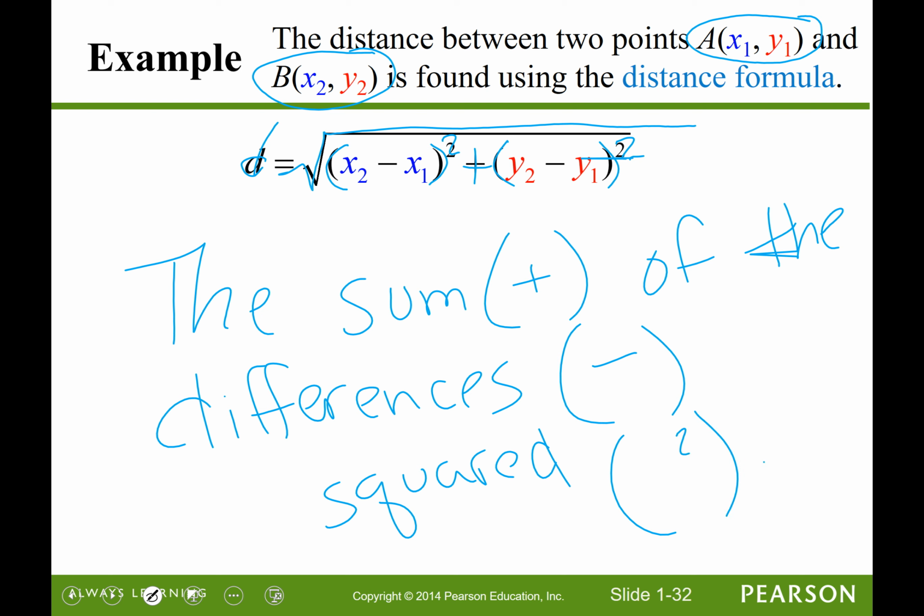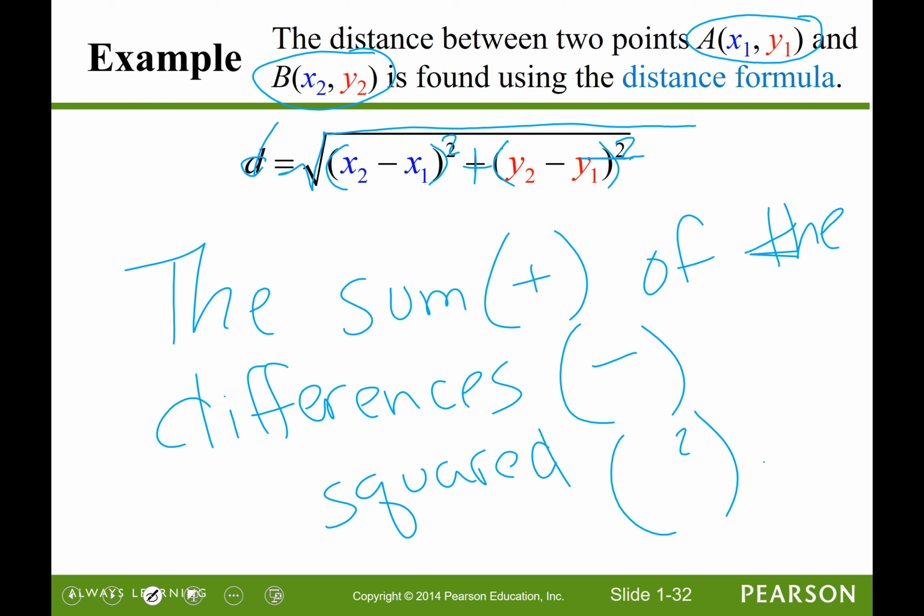So I learned this a long time ago. It's helped me remember it. The sum of the differences squared. Try to say that with me. The sum of the differences squared. One last time, because this could really help you. The sum of the differences squared.